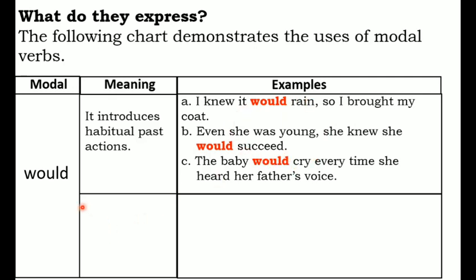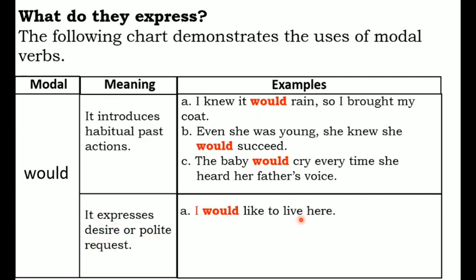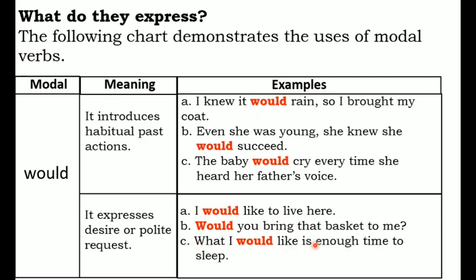Okay. Next, another meaning of would is it expresses desire or polite request. Example, I would like to live here. Would you bring that basket to me? Okay, this is a polite request. The first one is I would like to live here. This is a desire. And next, what I would like is enough time to sleep. This is also a desire.